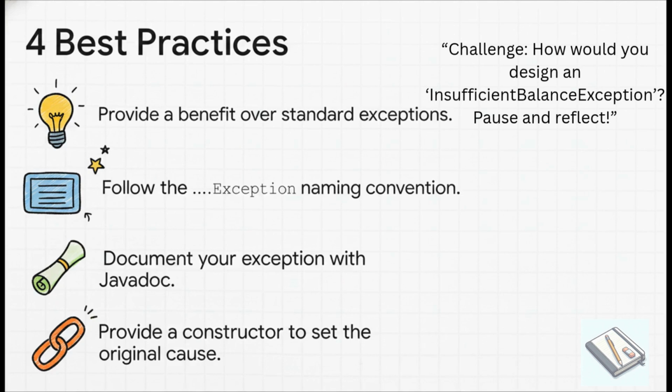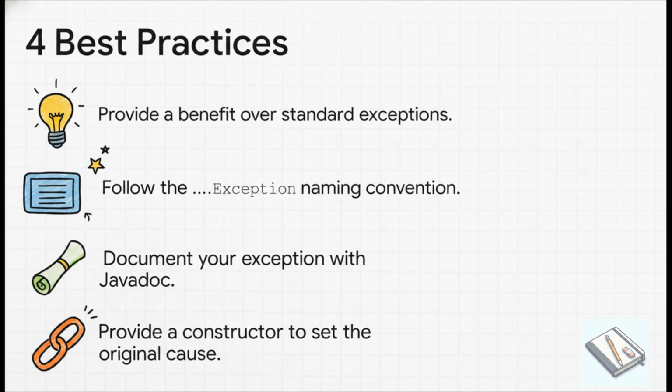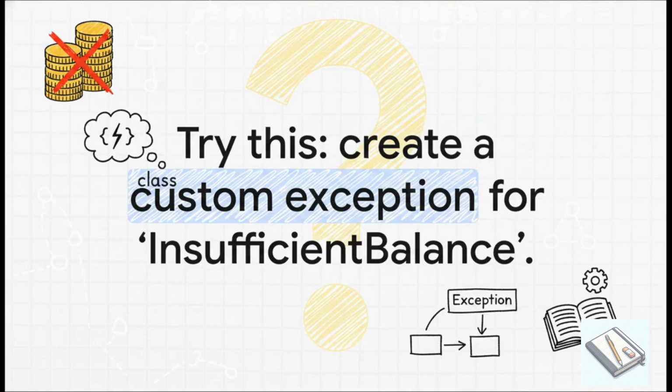And 4, here's a pro tip. Provide a constructor that can accept the original cause. This lets you wrap a lower-level exception, which is a lifesaver for debugging complex problems. Okay, time for a quick challenge. Go ahead and pause for a second and just think. How would you design an InsufficientBalanceException? What would that class look like? What kind of information would you want to include in it, besides just an error message?